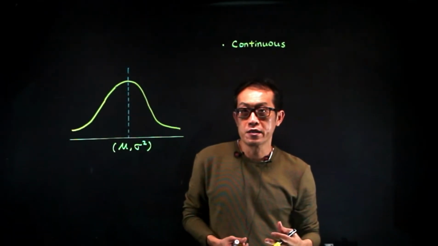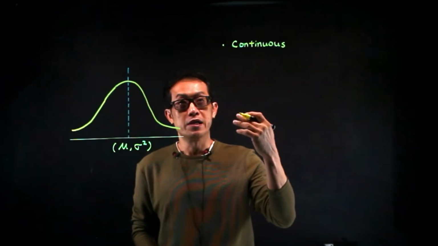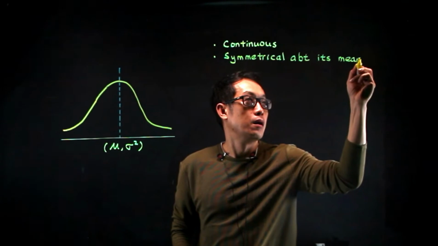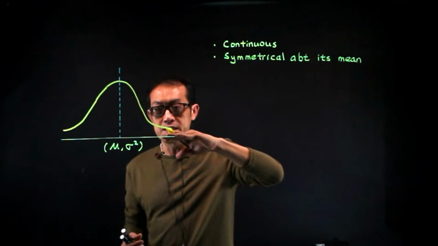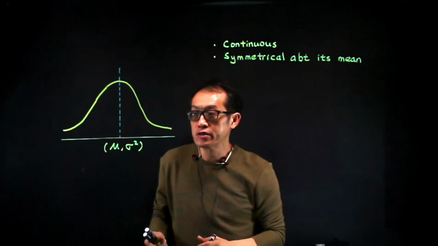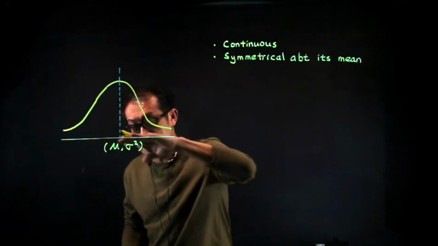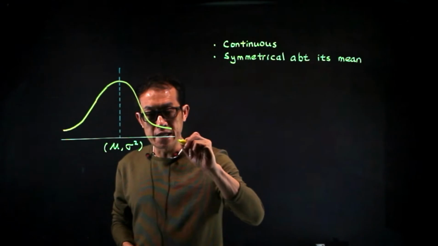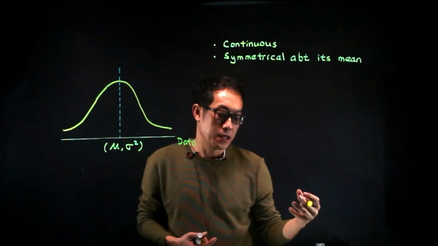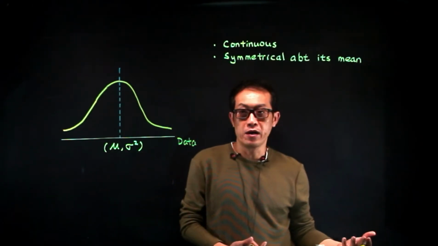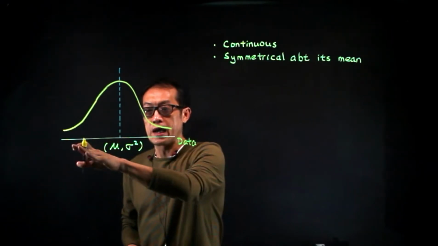Now, what is the second characteristic of a normal distribution? It is symmetrical about its mean. This is a typical probability distribution function of a normal distribution. Now, what does the x-axis represent? The x-axis represents data. Take for example, the average height of boys or teenagers in Singapore. So this will be the height.